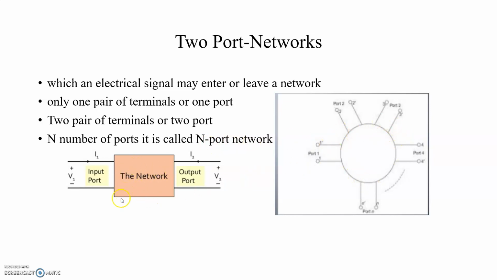This is your block diagram for a two-port network. Here this is the input port. This is your output port. Here I1 is the input current and V1 is the input voltage. I2 and V2 are the output current and voltage respectively. Here this is an n-port network. In the n-port network, one of the ports acts as an input port, another port acts as an output port, and all other ports are connected to some other networks.